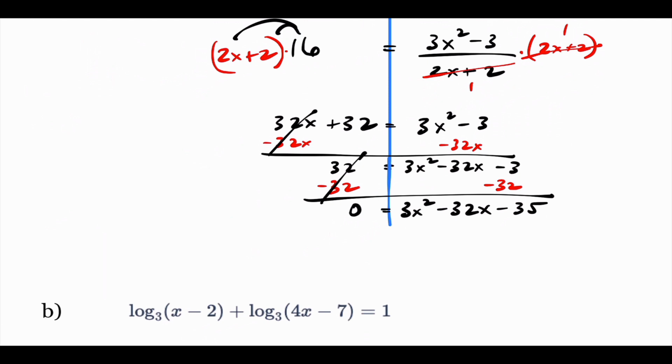Step 2 says factor out a GCF. It looks like 3 might be a GCF, but actually it's not a GCF. 3 is not a GCF, so it doesn't have a GCF other than positive 1. So let's go to ABC. A is 3. B is negative 32. C is negative 35.